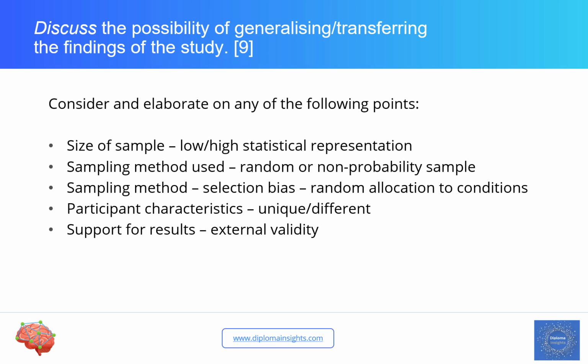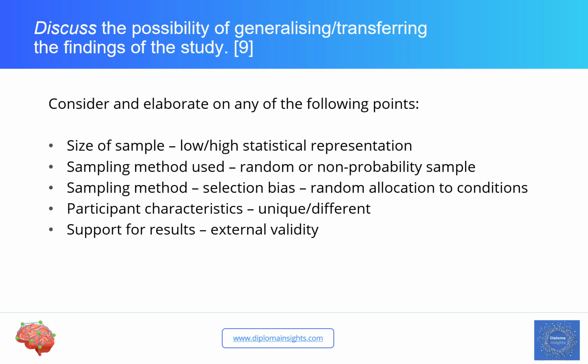The sampling method used is another good point to discuss. Read the stimulus and identify the sampling method used. Did it allow a random sample to be obtained, or was the sample a non-probability sample? Sampling methods like convenience sampling or self-selected volunteer sampling give us non-probability samples, and therefore this has low generalizability or a low possibility of transferring the findings. Ideally, random sampling is the best sampling method to use to increase the possibility of being able to generalize.